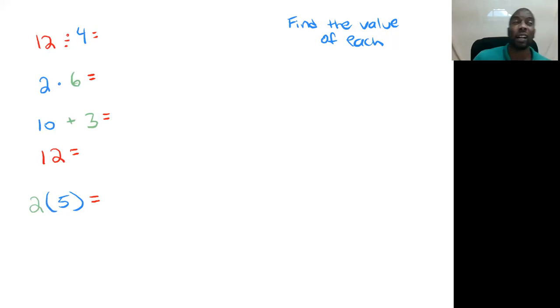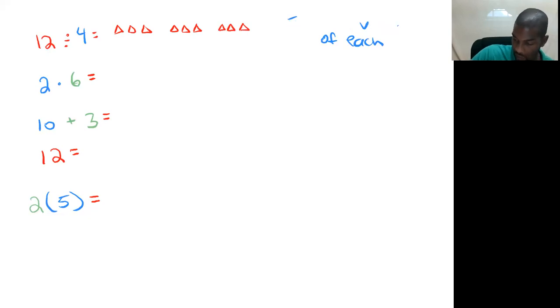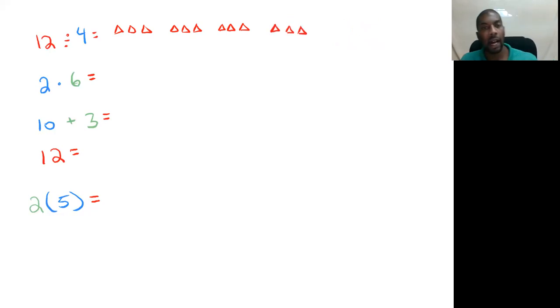If I had 12, let's go with, what's a good thing? Okay, I have 12 triangles. 1, 2, 3, 4, 5, 6, 7, 8, 9. I'm going to erase this. And let me switch back. 10, 11, 12. I wanted to divide these 12 triangles into 4 equal groups. How many would be in each group?